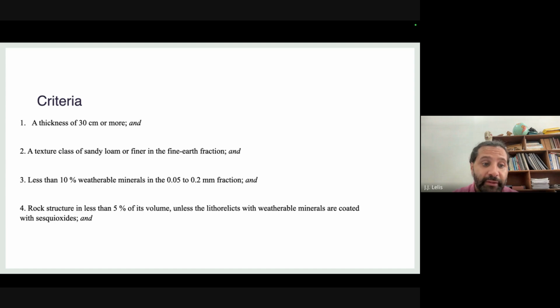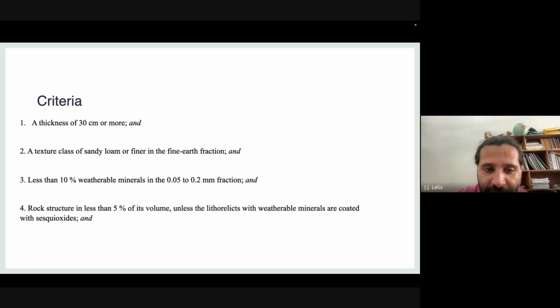Okay, the content of minerals that can be easily weathered should be less than 10% in the silt and fine sand fractions. Okay, so between 0.05 and 0.2 millimeters, you should not register more than 10% of easily weatherable minerals.